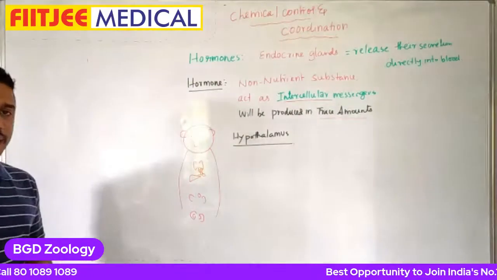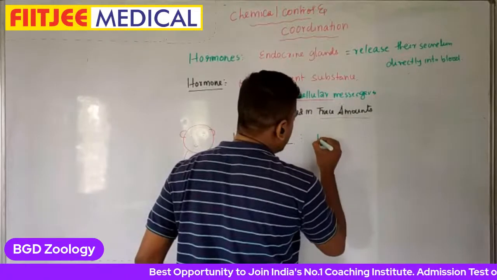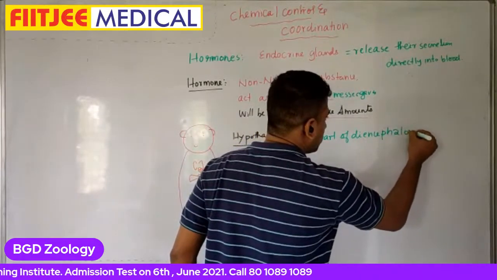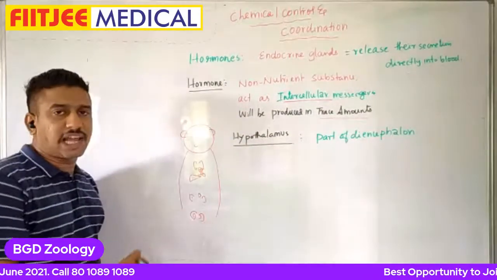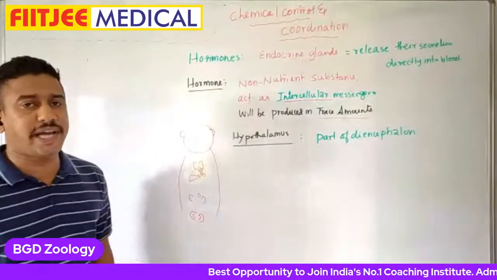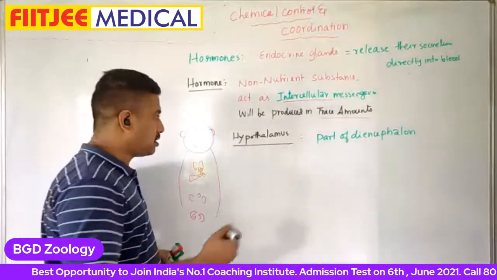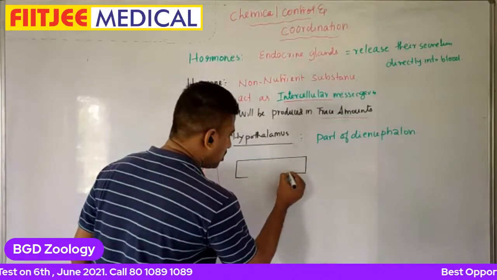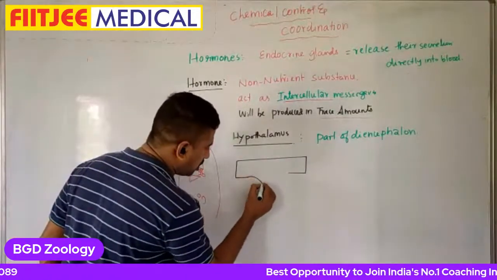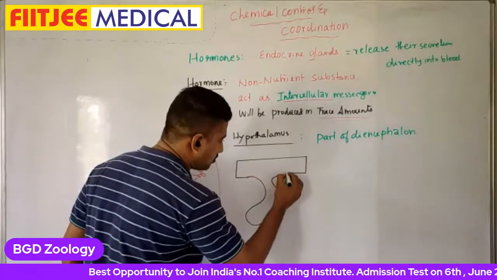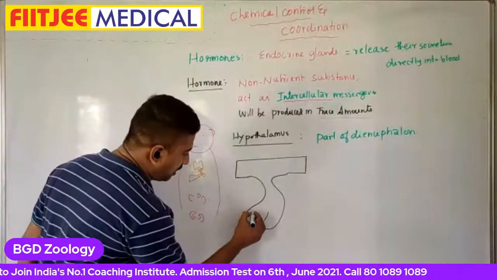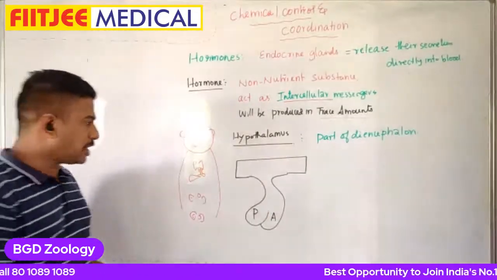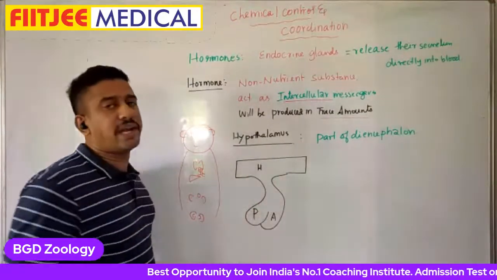You know that the hypothalamus is part of the diencephalon. The diencephalon includes the thalamus and the hypothalamus. I will just draw a symbolic diagram of this hypothalamus. This is the hypothalamus. It has a stalk, and the pituitary gland is present there. Here we have two parts of the pituitary gland: one is called the anterior pituitary, the other the posterior pituitary. So the hypothalamus is connected with the pituitary glands.